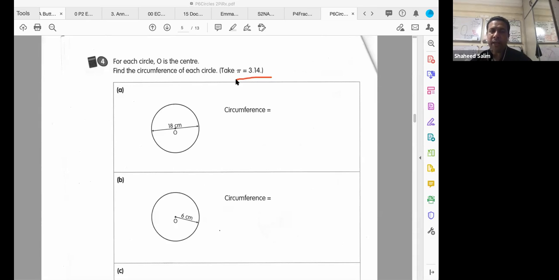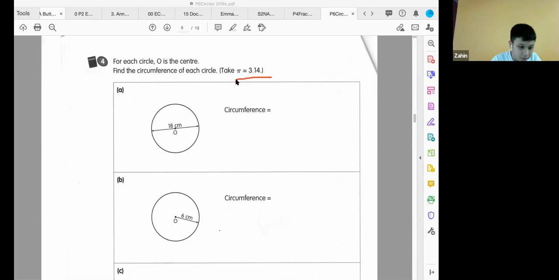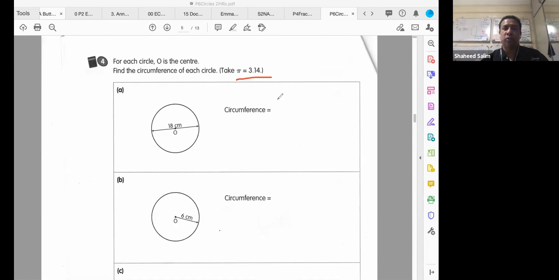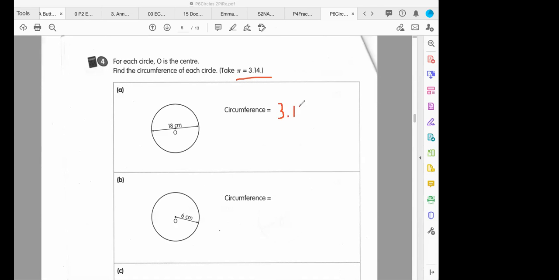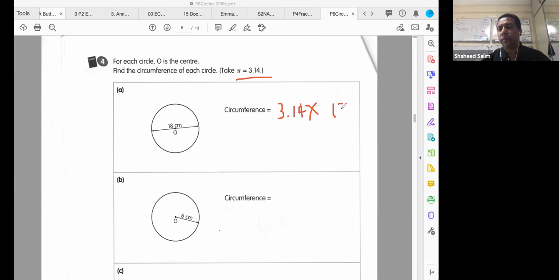Zahin, what's the answer for A? 56.52. Okay, Ilhan, you got 56.52 also. Just take 3.14, yes, just times by 18 only. And then you'll get 56.52.